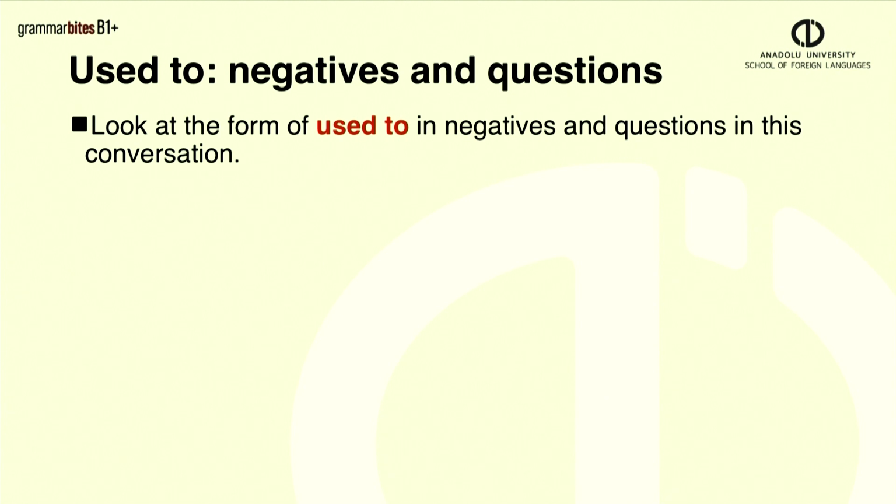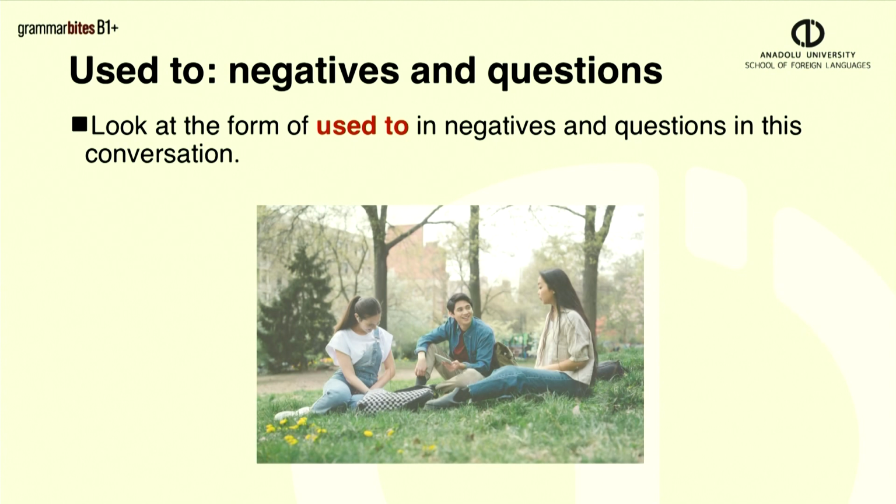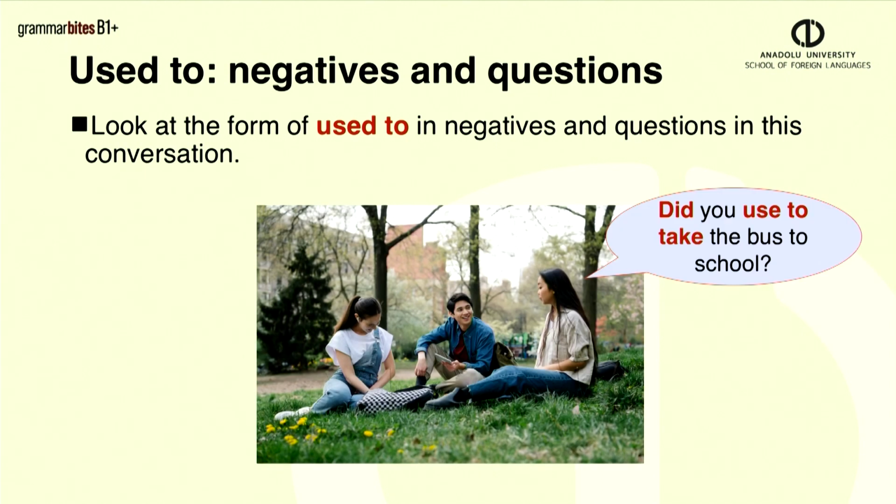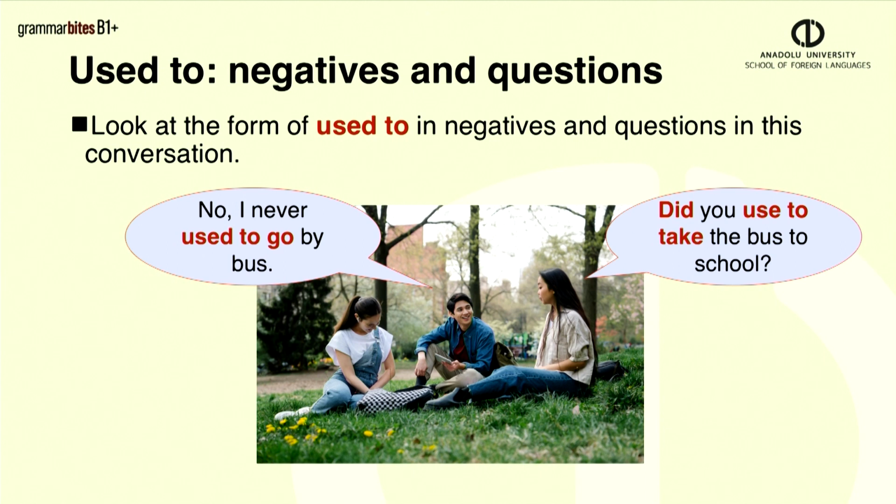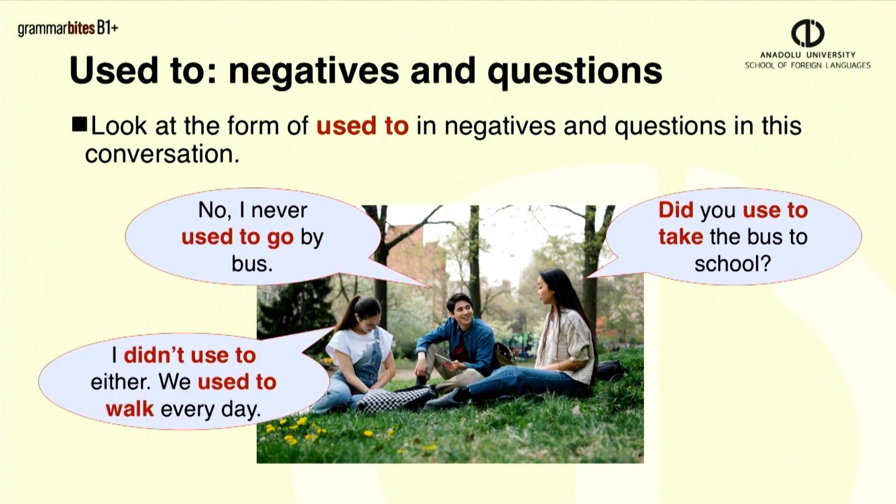Let's have a closer look at used to and see how it is used in negatives and questions with this group of friends. Did you used to take the bus to school? No, I never used to go by bus. I didn't used to either. We used to walk every day. Notice that when we use did for the question and negative, we don't write D on the end of use in used to, but they are pronounced the same way.